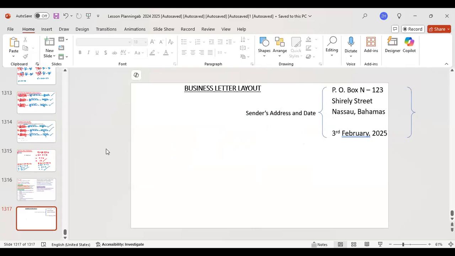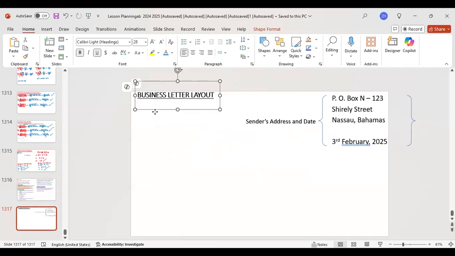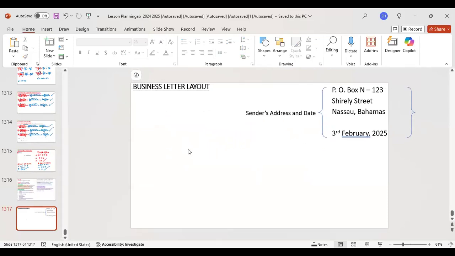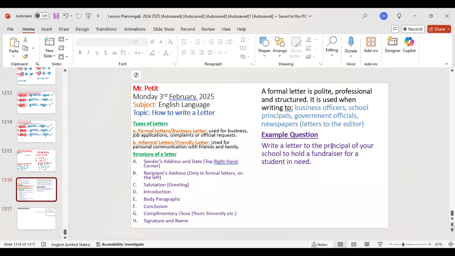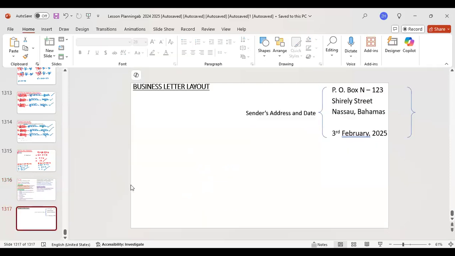Remember, this is a business letter. So what else do we need? The recipient information. The recipient address information. Very good. So that means, who are we talking to again? We're talking to the principal. Very good.